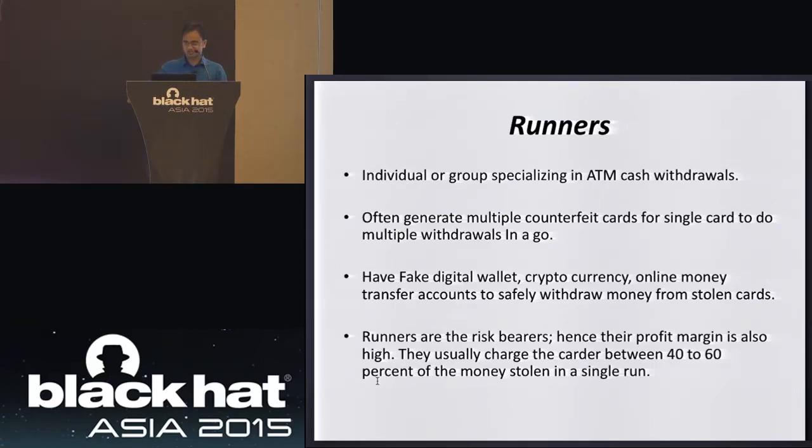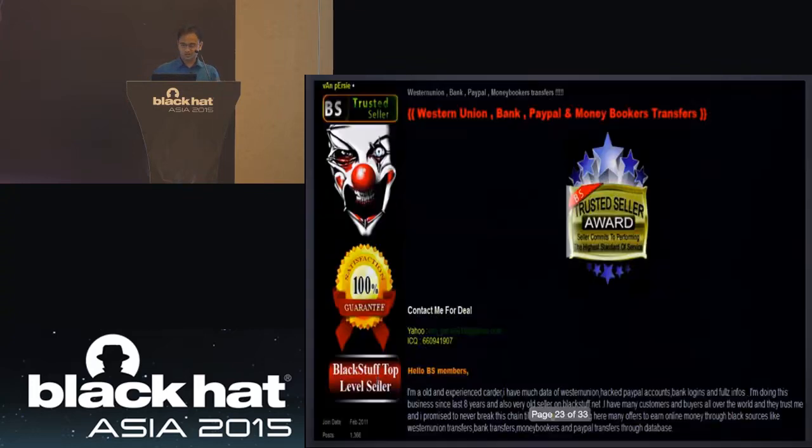Runners are the risk bearers, and their profit margin can vary between, let's say, 40 to 50 to 60%, whatever money you want to withdraw. It all depends on the relation that you have with the buyer. So here is a snapshot that I picked up from one of the forums. This guy is quite active in the underground forums. He goes by the name of Van Persie. As you can see, he claims himself as a trusted, awarded seller.